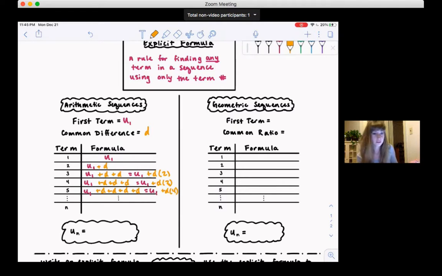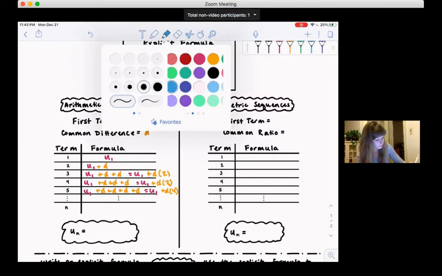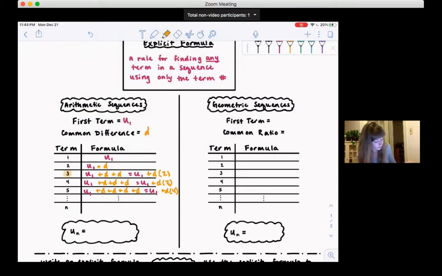Okay, so now we're going to look for a pattern. We might notice that when the term number is 3, we added d 2 times. When the term number is 4, we added d 3 times. And when the term number is 5, we added d 4 times. So we're always adding d one less time than the term number.